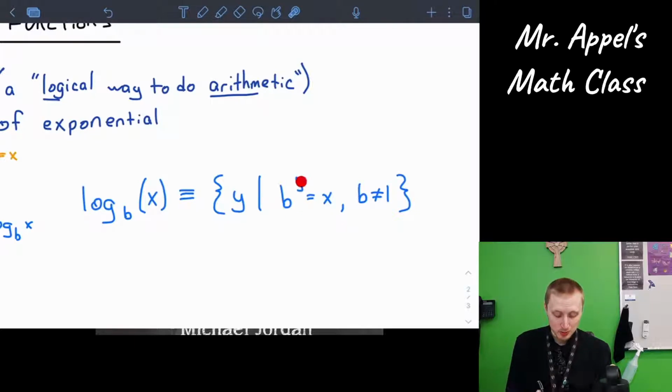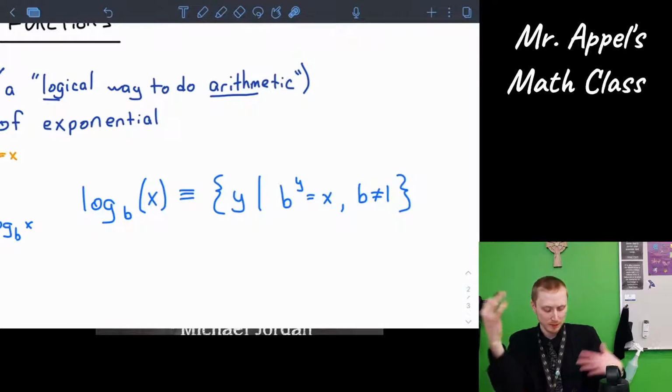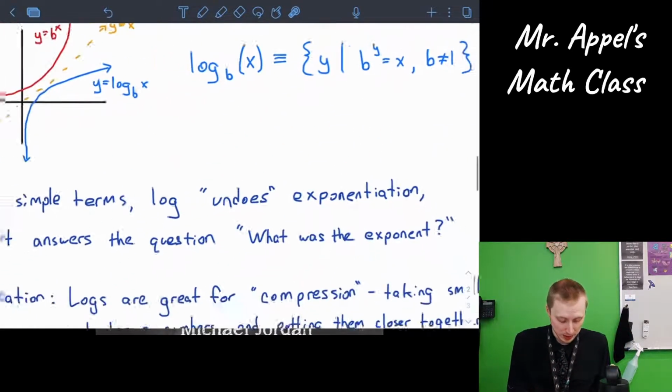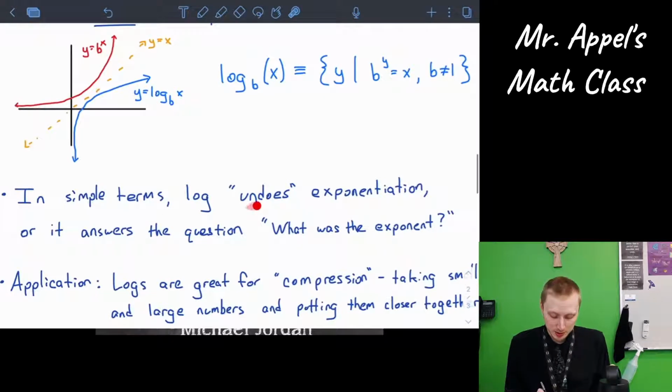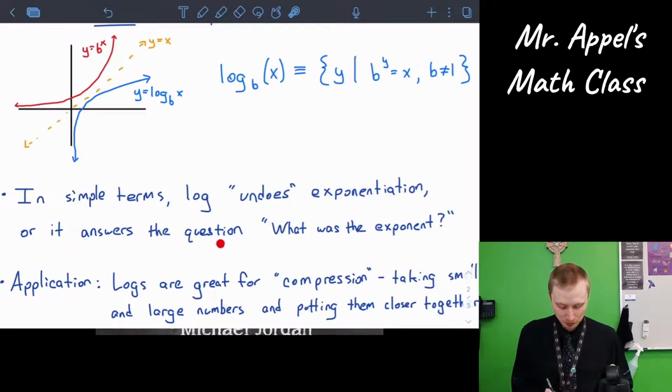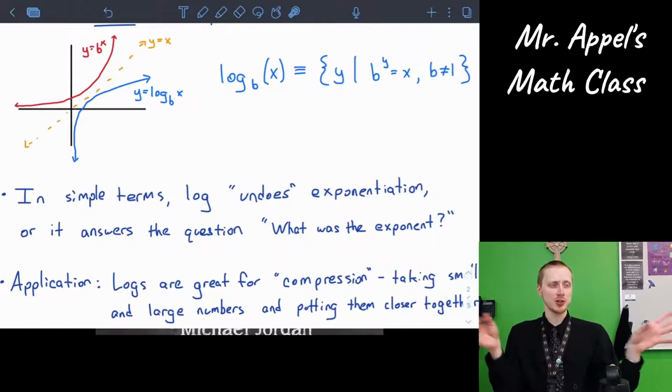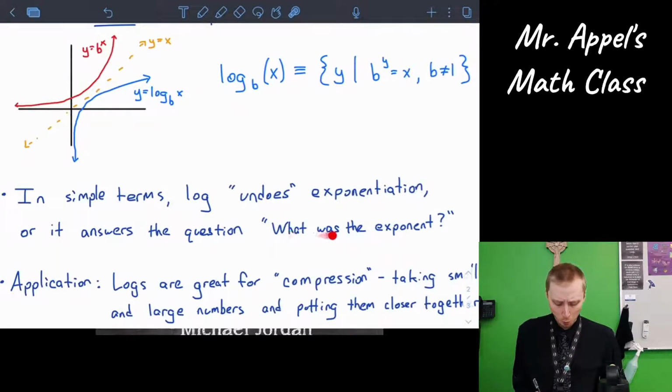And so base to the exponent gives you a number. Log of that number gives you back what was the exponent. The reverse. I like to say that the log undoes exponentiation. Or better yet, it answers the question, because this is how it's always presented: here's an equation, and you ask yourself, what was the exponent that gave us that number? Log operation will tell you that. Its answer reveals what was the exponent.